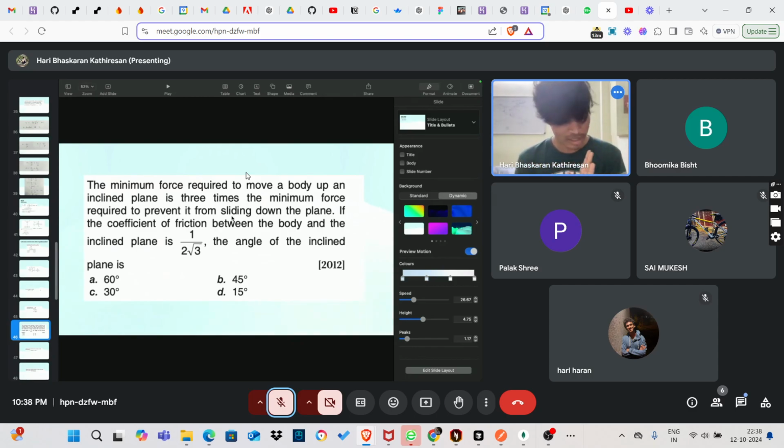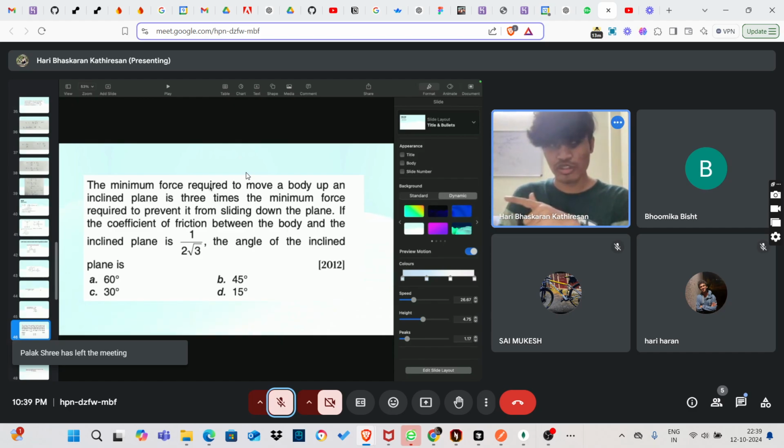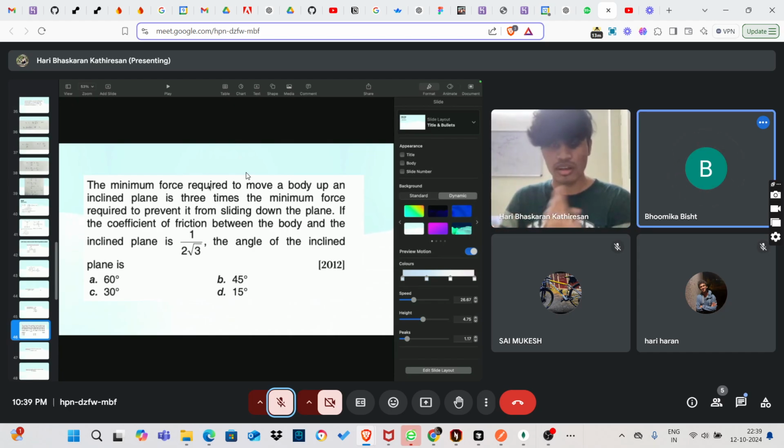Do you get it? If it's moving, friction is acting. In the second case, it says minimum force required to prevent it from sliding down. It's not moving, so there's no friction acting there. So the only force acting there is mg sin theta. So that's F2. They said the relation is F1 is 3 times F2. So you get mg sin theta plus friction equal to 3 times mg sin theta. This is how you do this.